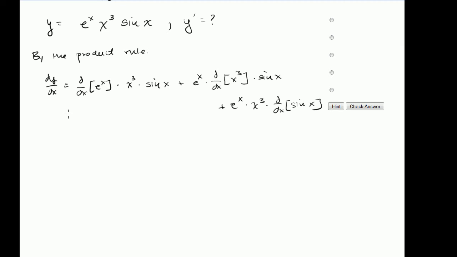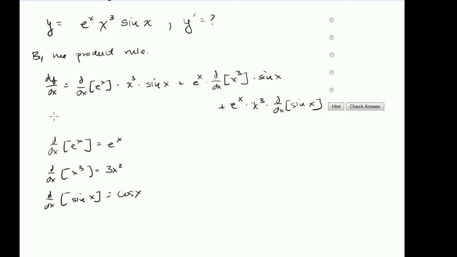And then just like we did in the last one, we could write the derivative. So the next hint would be d dx of e to the x is equal to e to the x. d dx of x to the third is equal to 3x squared. And d dx of sine of x is equal to cosine of x. And we could color code it if we want.